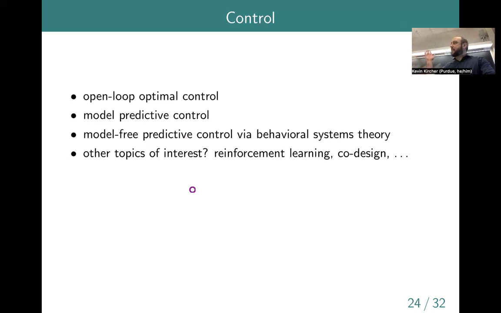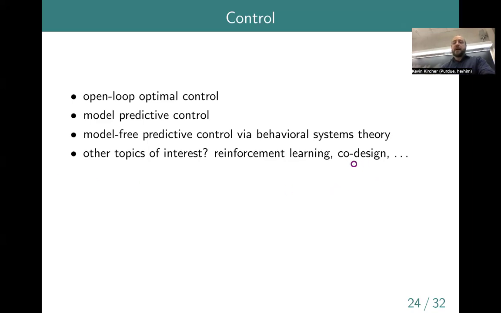Has anyone taken a class on machine learning? Okay, 1, 2 people. And how about reinforcement learning more specifically? Yeah, it's usually like a second or a third year graduate class, so I'm not surprised that not many people have taken it. So we may or may not get into a little bit of that, not at a super deep level, but a bit perhaps.